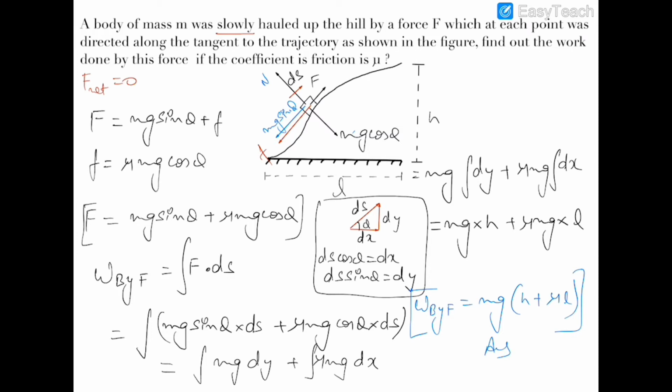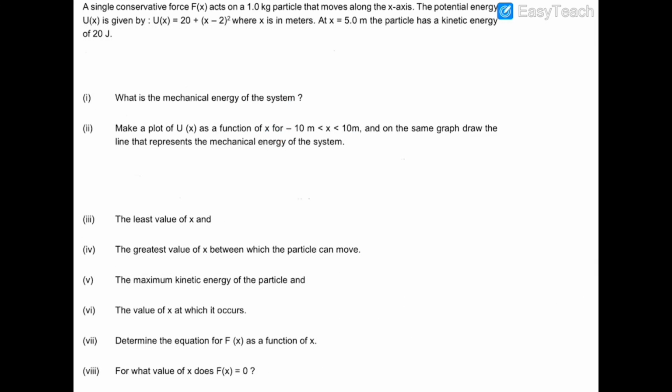Now we move on to the next question. In this question, there is a single conservative force which acts on a particle of mass 1 kg, and this particle moves along the x-axis. The potential energy of this particle is given by U is equal to 20 plus (x minus 2) whole square. At x is equal to 5, the particle has a kinetic energy of 20 joule.